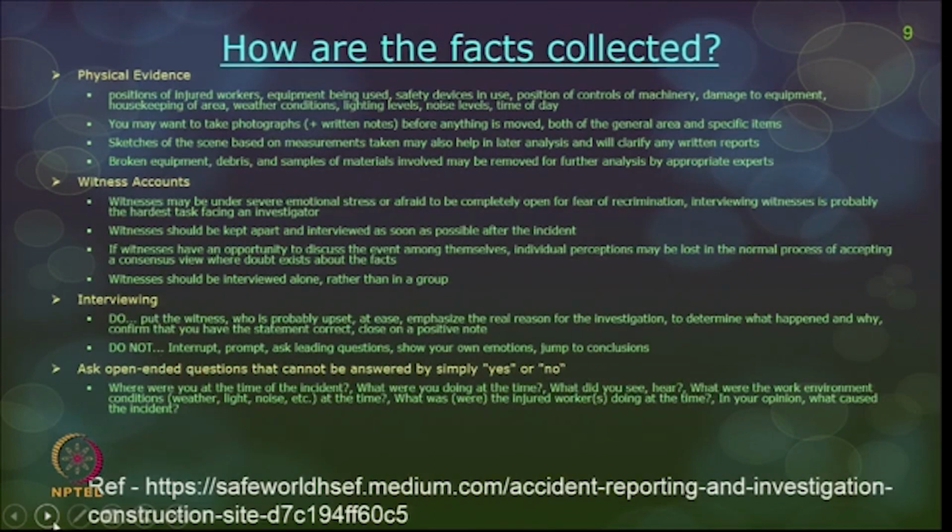How are the facts collected? What are the different forms of collecting evidence from a construction site accident? Number one, physical evidence. Physical evidence, irrespective of the people on the site. You can take photographs, videos, draw, take physical measurements, whatever you want. That is primarily called physical evidence.